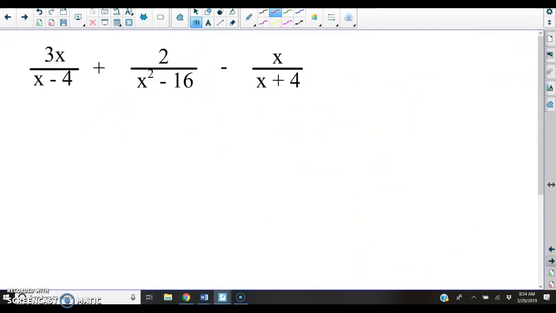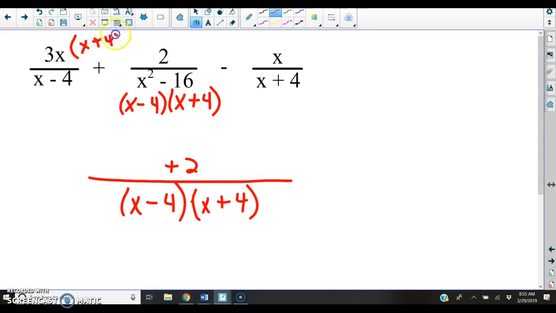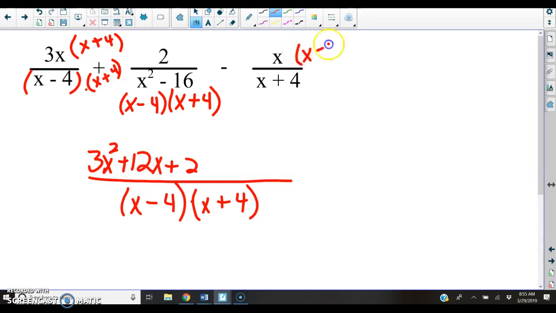Next one. So a series of 3 of them. Okay, if I look at this middle one, that denominator factors into x minus 4, x plus 4. So it shares a factor with each of the other fractions. So the first fraction is going to need an x plus 4 because our common denominator is going to be that middle one. Okay, so this is going to say plus 2, but this first one's going to need the x plus 4 multiplied. So I'm going to have 3x squared plus 12x plus 2. The second one is going to need the x minus 4.